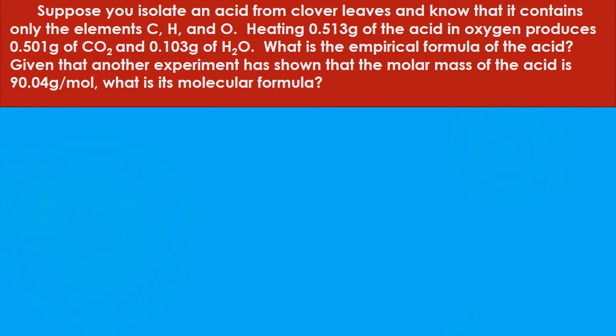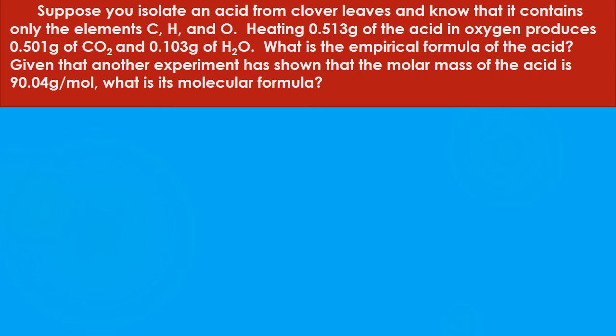Let's look at one more. Now, suppose you were able to isolate an acid from clover leaves and know that it contains only the elements carbon, hydrogen, and oxygen. When you heat 0.513 grams of the acid, we get 0.501 grams carbon dioxide and 0.103 grams water. We need to know the empirical formula and the molecular formula. You're also told that the molar mass was determined to be 90.04 grams per mole.